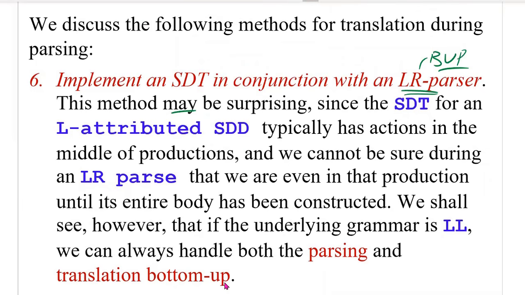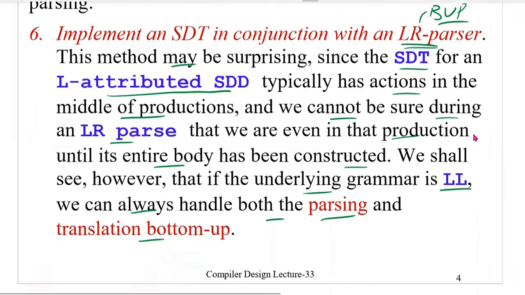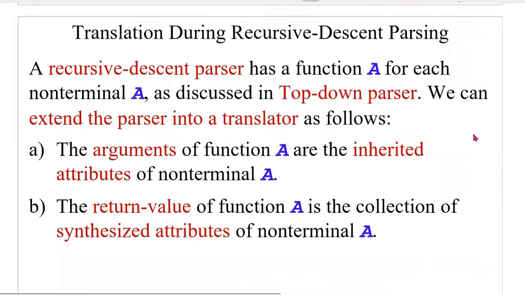This method may be surprising since an L-attributed SDD typically has actions in the middle of productions, and we cannot be sure during an LR parse that we are even in that production until its entire body has been constructed. We shall see, however, that if the underlying grammar is LL, we can always handle both the parsing and translation bottom up. Now let us see in detail.